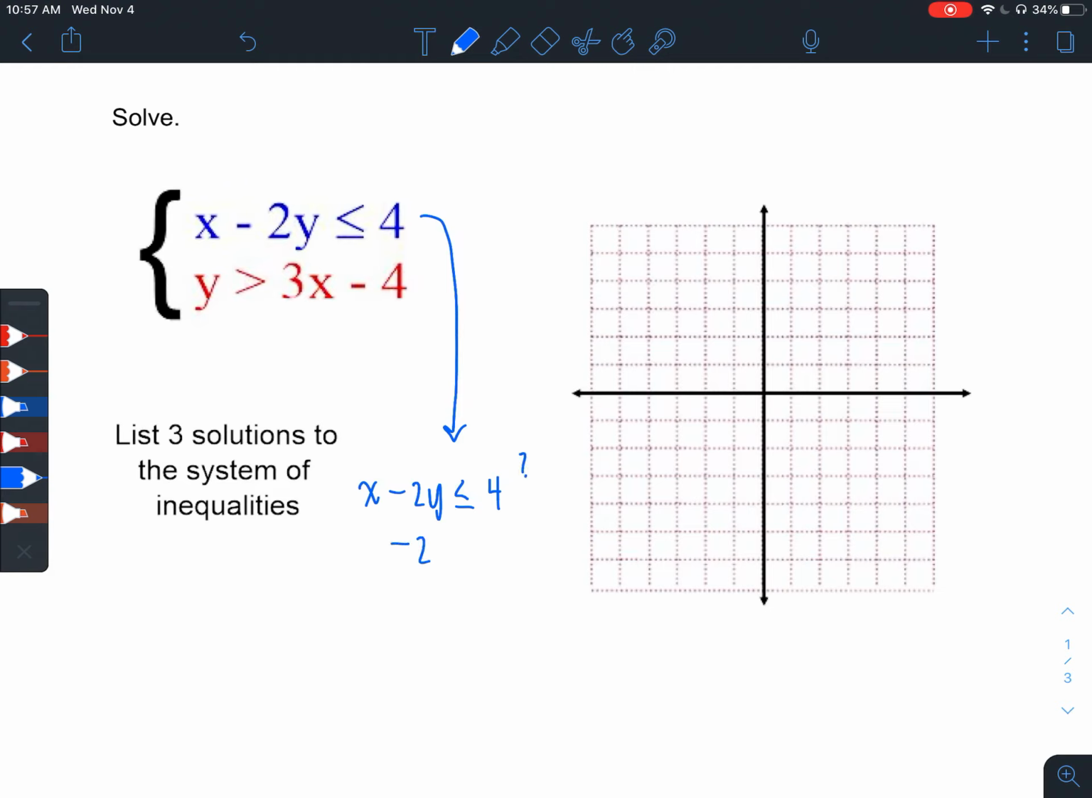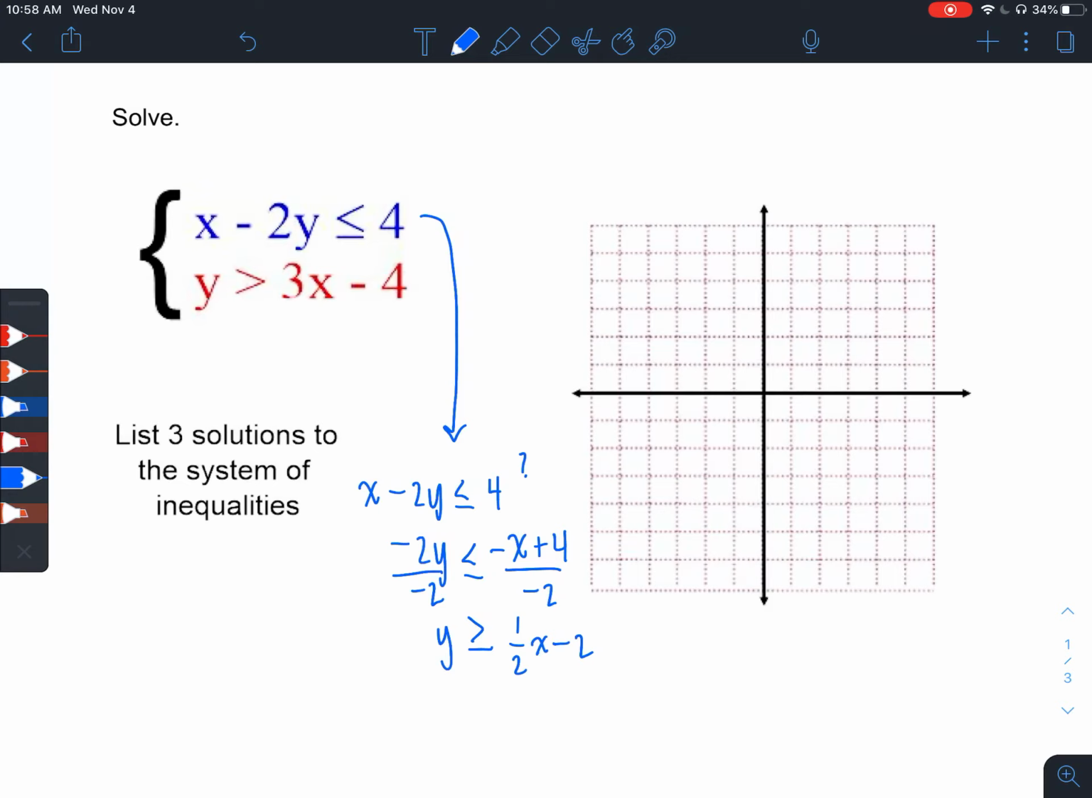What you should have gotten was negative 2y is less than or equal to negative x plus 4. Divide both sides by negative 2. We have to flip our sign because we divided by a negative, so y is greater than or equal to 1/2 x minus 2.